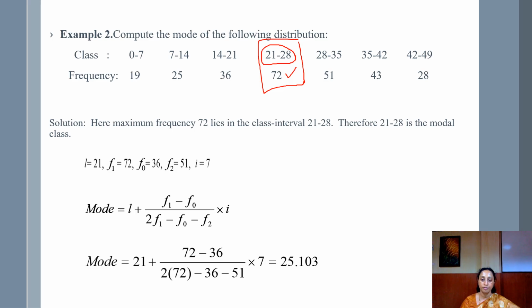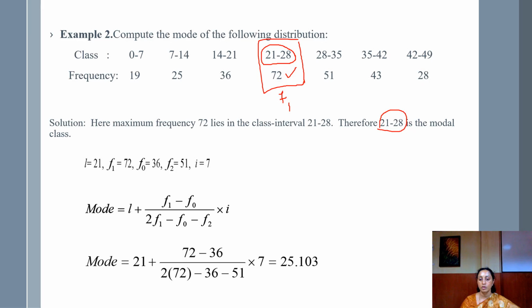Once we identify the modal class, the mode can be found by the formula L plus (F1 minus F0) divided by (2F1 minus F0 minus F2), multiplied by the class interval. Here L is the lower limit of the class. Here 21 to 28 is our class where the modal value lies. Therefore 21 is the lower limit. Plus F1. What is F1? F1 is the frequency of the modal class. The frequency of the modal class is 72. So that is our F1 value.